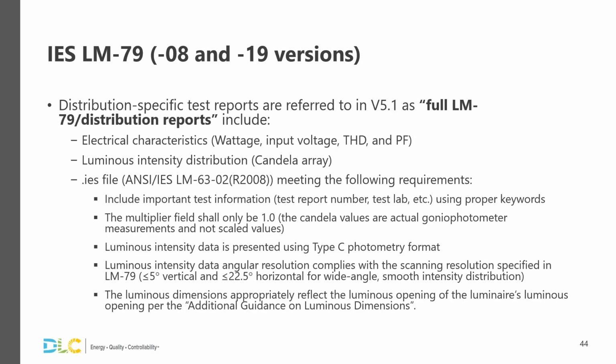Similarly, the distribution-specific test reports are referred to in version 5.1 as full LM79/distribution reports. And again, these should include tested electrical characteristics and the luminous intensity distribution array, along with the IES file based on the test data. Specific requirements for those IES files are called out in the policy.